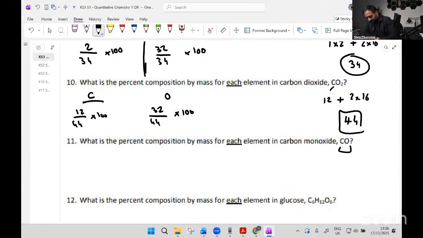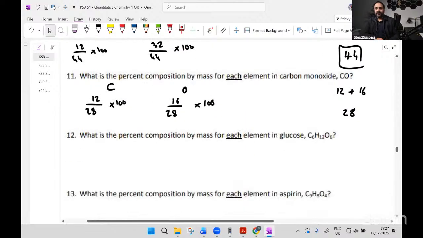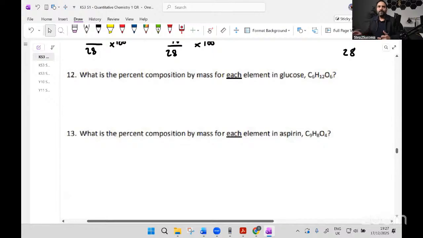You can even do this one actually. Let's do this. That's obviously just 12 plus 16, which is 28. So for carbon, it will be 12 out of 28 times 100. And for oxygen, it will be 16 out of 28 times 100. And I suspect you can do those yourself if you follow the same procedure.